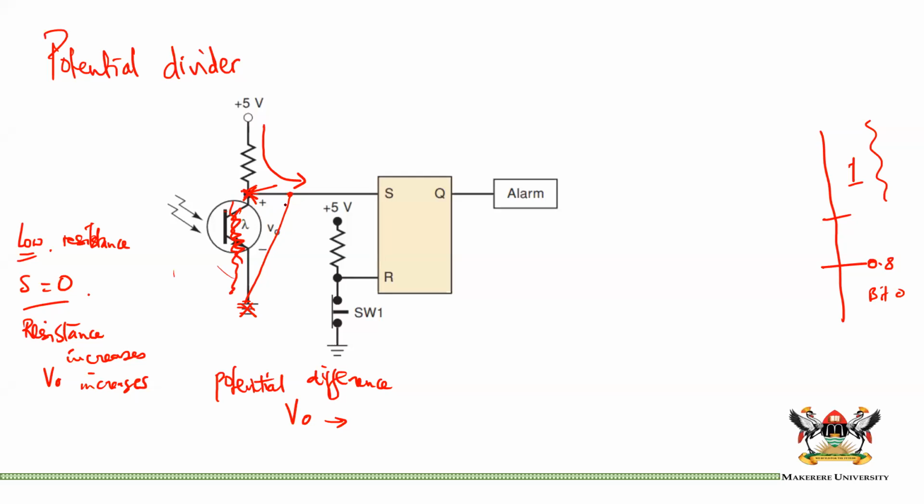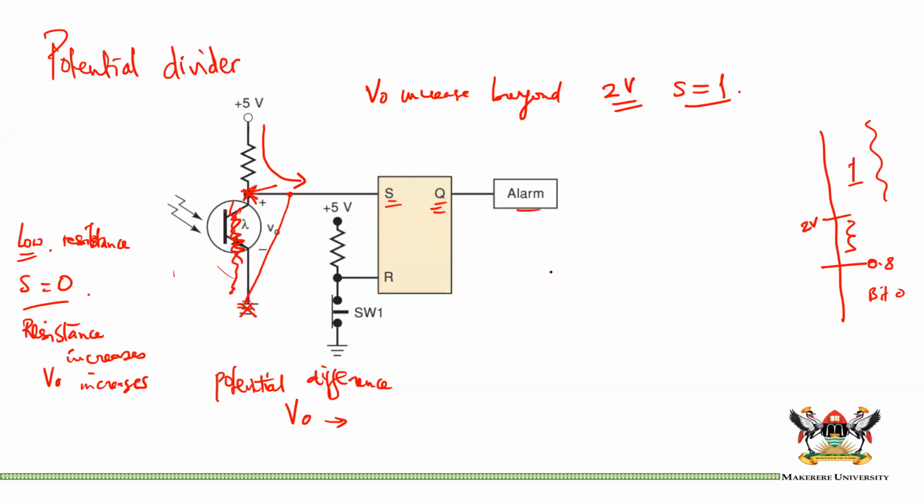Now, at some point V0 increases beyond the indeterminate region. Remember, we have an indeterminate region here, beyond maybe 2 volts. If this is 2 volts or 2.4, depending on the technology, once you reach beyond it, S becomes 1. And when S becomes 1, it sets Q, and your alarm will start making noise.